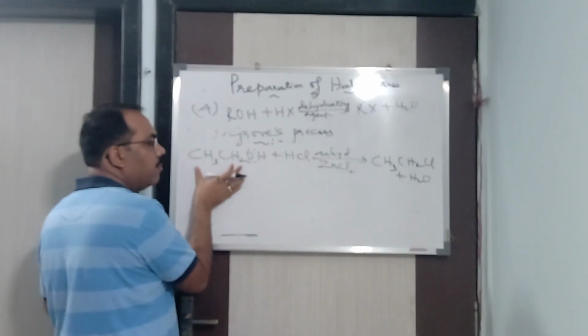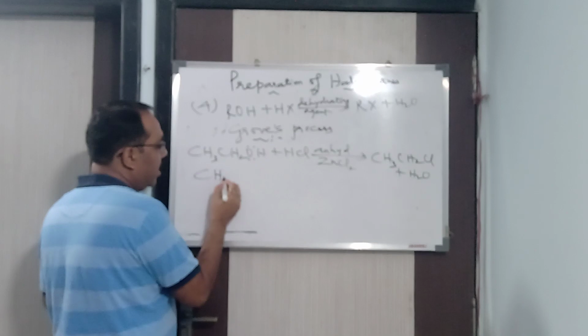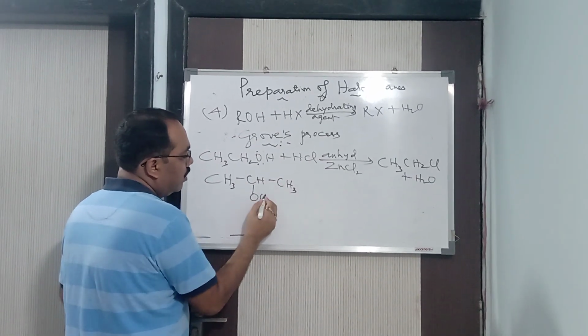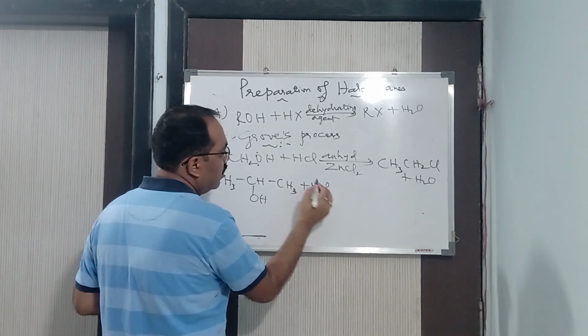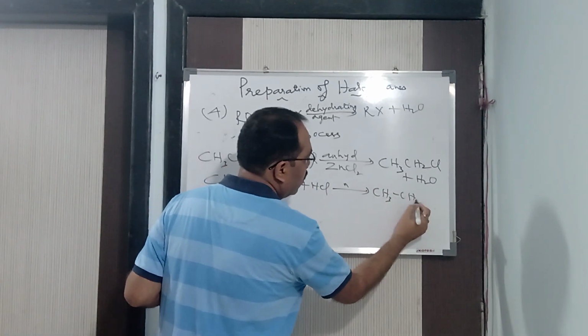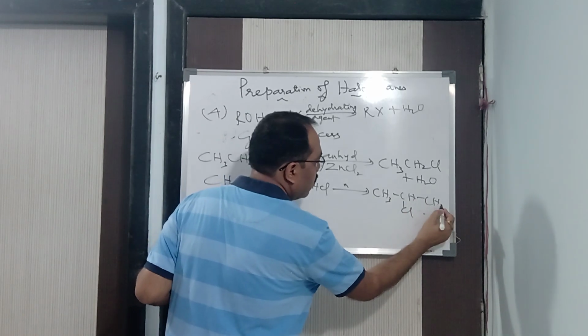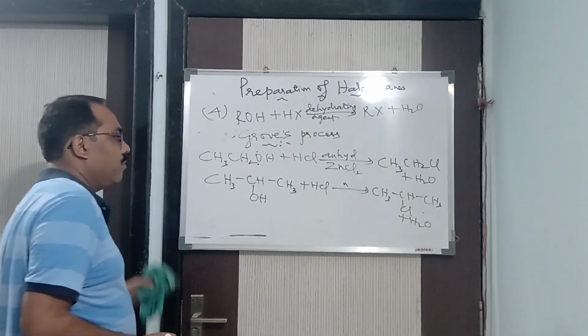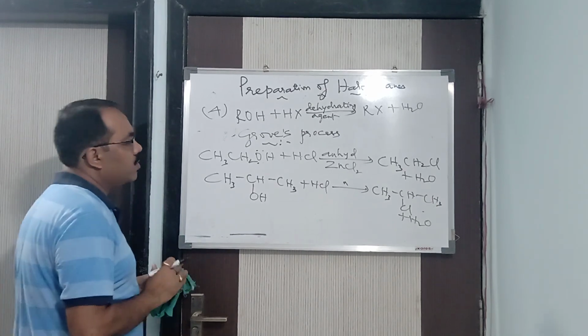So this is with primary alcohol. If I do the same reaction with secondary alcohol, the reaction is similar, that is anhydrous ZnCl2, and you will get CH3CHCl-CH3 plus water, as you can see here. Similar sort of, it is called Groove's process.